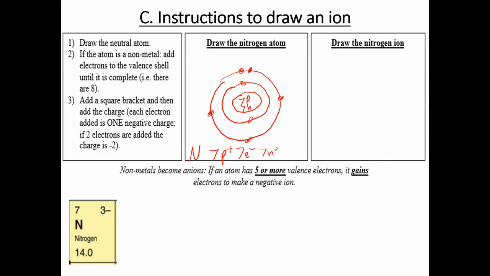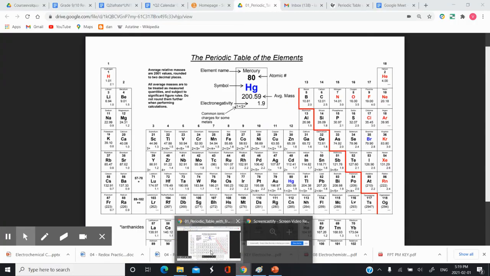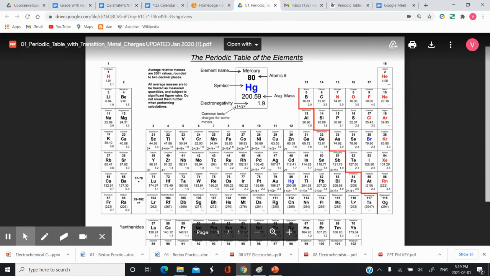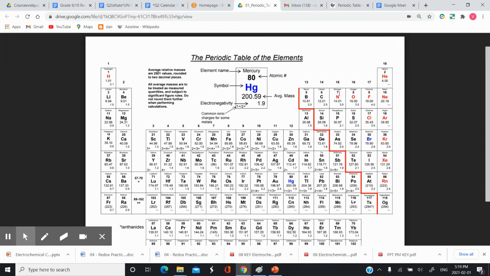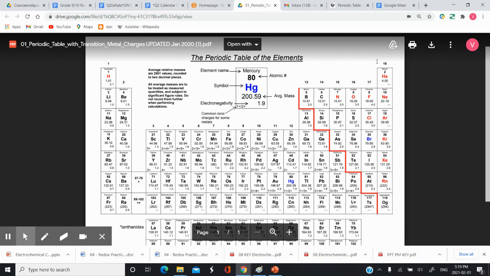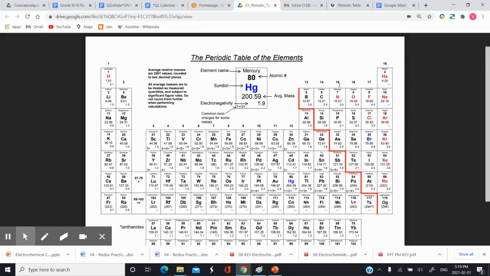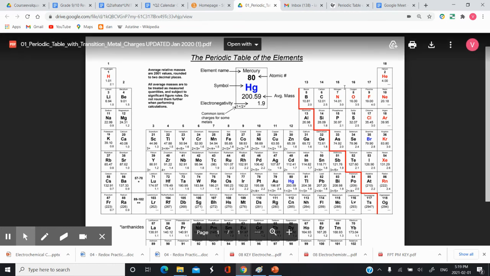So you won't always have the charge given to you. If we go to our periodic table, we would see that nitrogen is in group 15, which means it has 5 valence electrons. It's easier to gain the 3, 1, 2, 3, than it is to lose 5: 1, 2, and then 3, 4, 5 to get to the end there. So much easier to gain 3 than it is to lose 5.